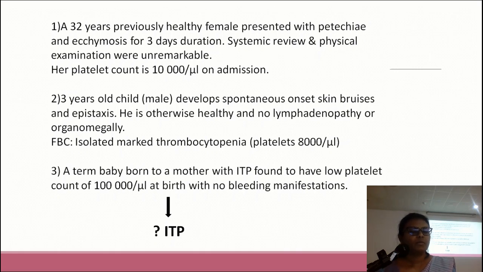A term baby born to a mother with ITP was found to have a low platelet count of 100,000 at birth with no bleeding manifestations. So as you know, there are several differential diagnoses for thrombocytopenias in different age groups. But in these types of clinical scenarios, ITP is higher in the list.